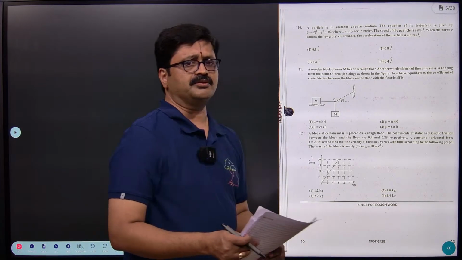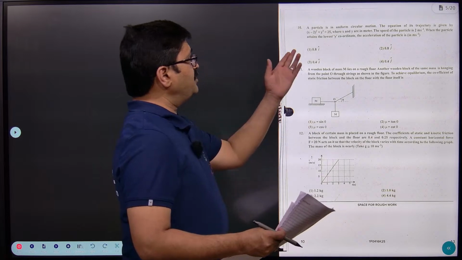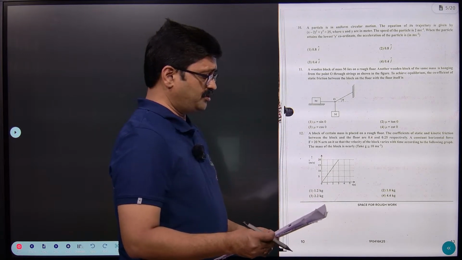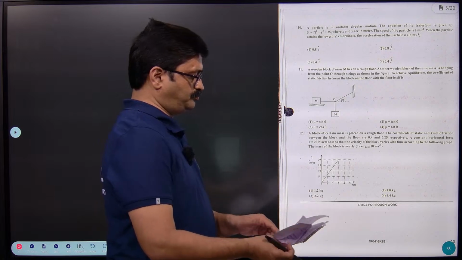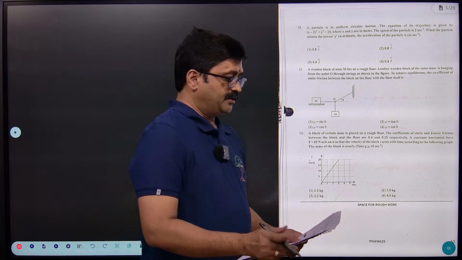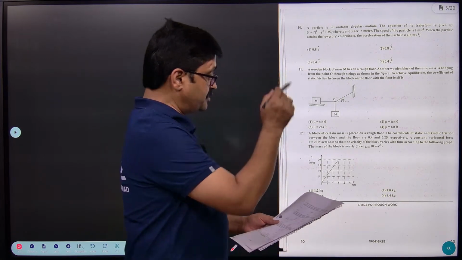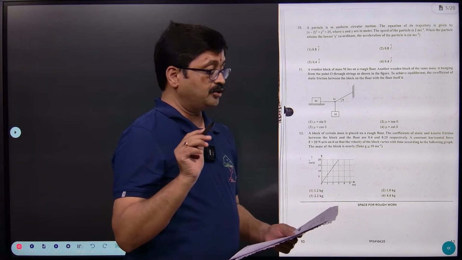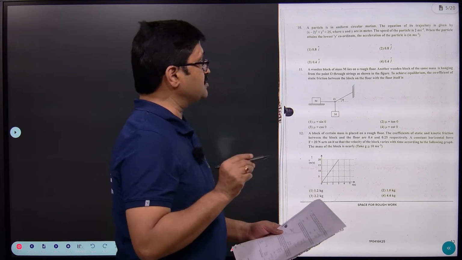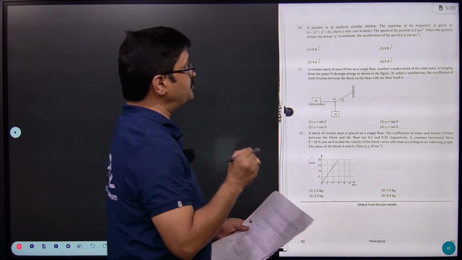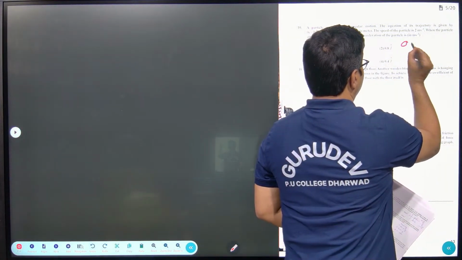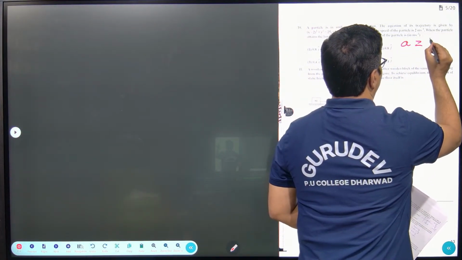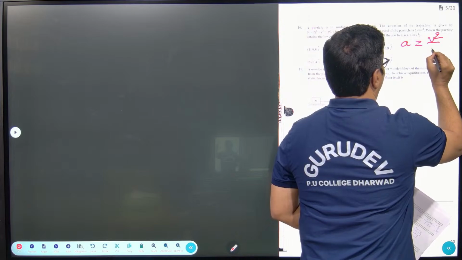Now the 10th question. A particle is in uniform circular motion. So here in this question they want us to find the value of acceleration. Now note that in this particular question, a is equal to v square by r.